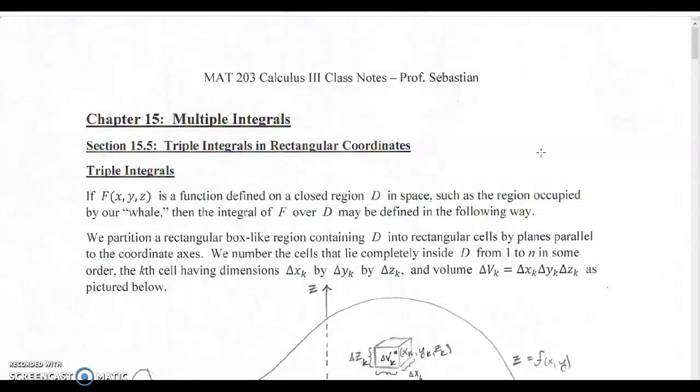We're now moving into section 15.5 and we're going to talk about triple integrals. So we've been talking about double integrals, and first we're going to talk about triple integrals in rectangular coordinates.